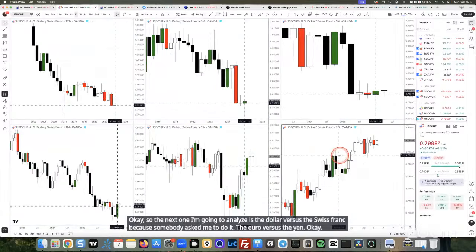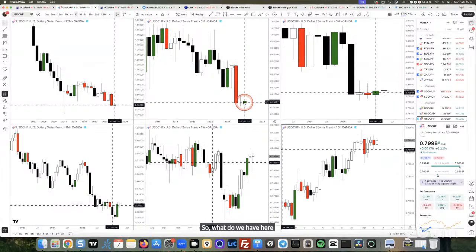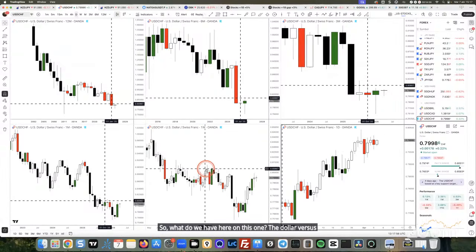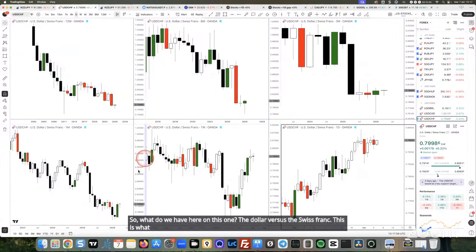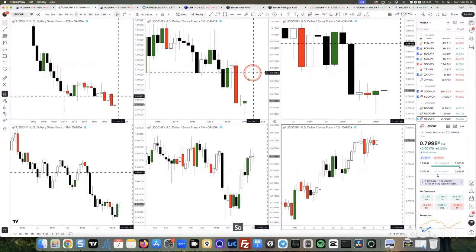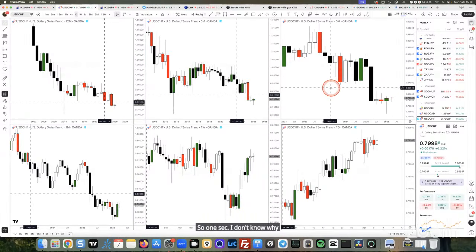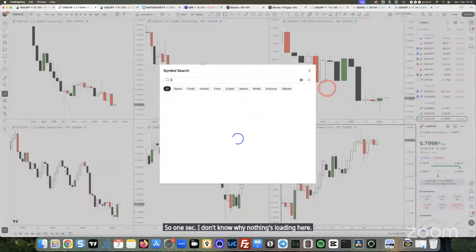So what do we have here on this one? The dollar versus the Swiss franc. This is what we have here. One sec, I don't know why nothing's loading here. Let me see if there's a problem with the charts.